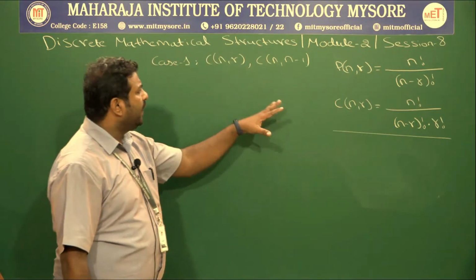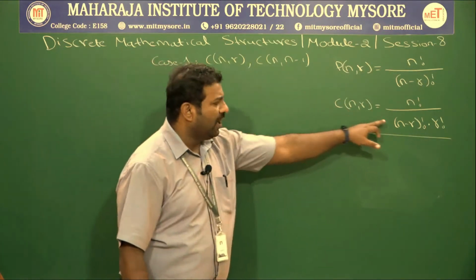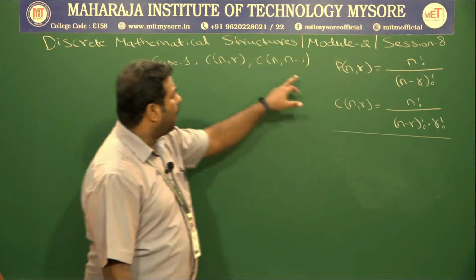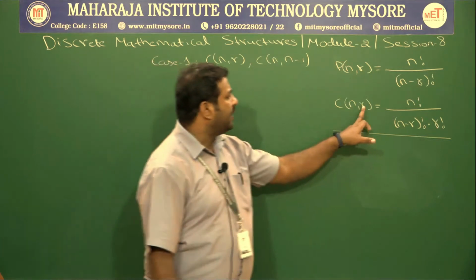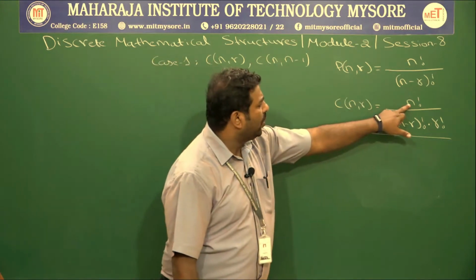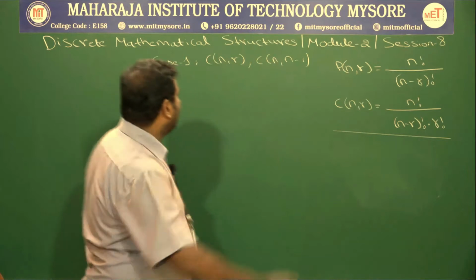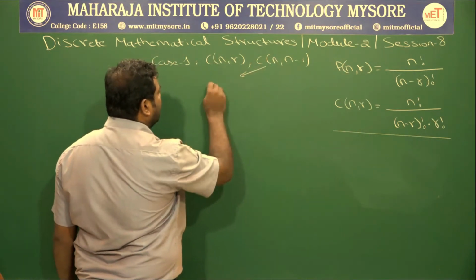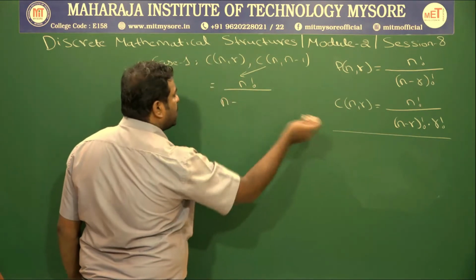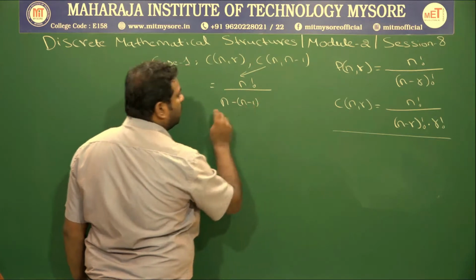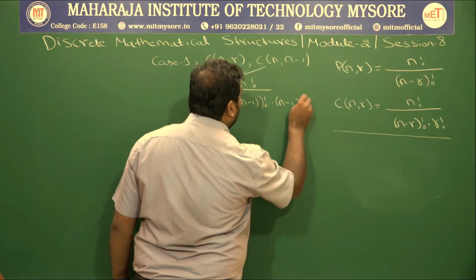In both the cases, I already know the form for n comma r. Now just try to find what the form for this is going to be. If r is n minus 1, the denominator has n minus 1 factorial, and the other term is n minus of n minus 1. So let me write it down here. For this I write n factorial, and in the place of r, n minus 1 factorial, and in the place of n minus r, again n minus 1 factorial.